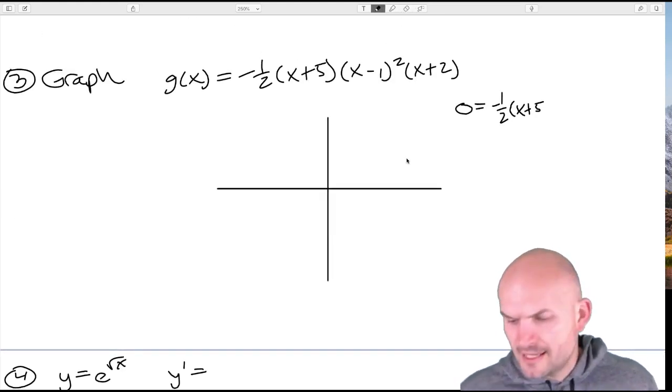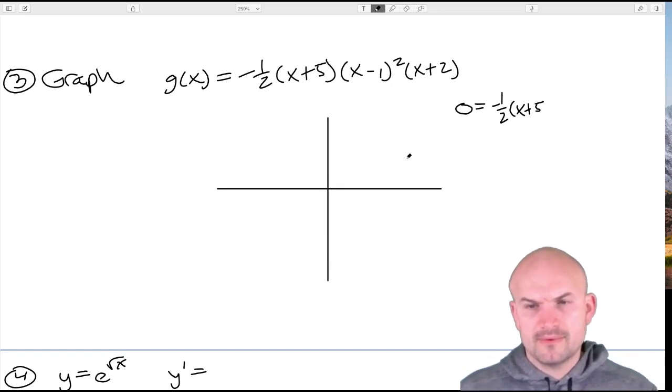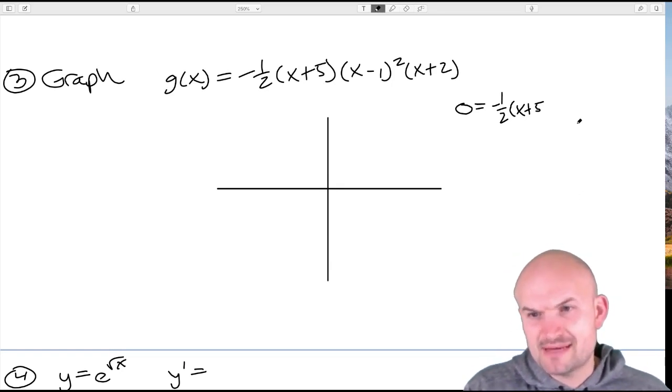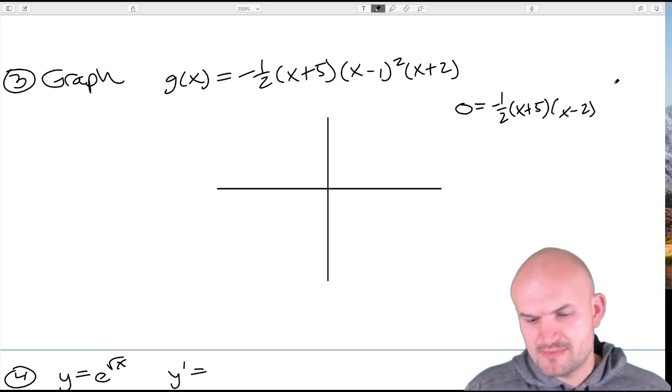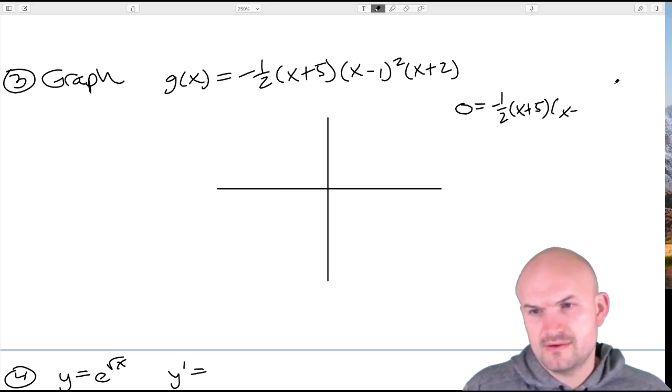All right. So in this next one, we have 0 equals -1/2 times (x plus 5), then (x minus 2, or x minus 1, sorry), quantity squared, times (x plus 2).